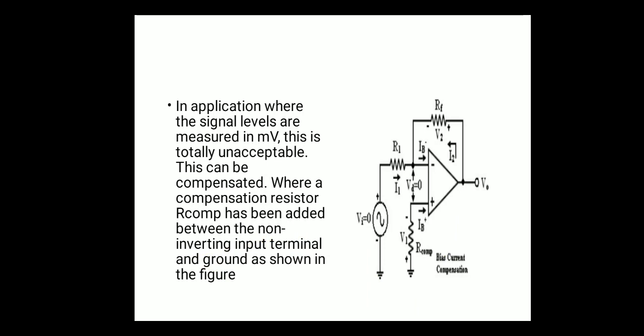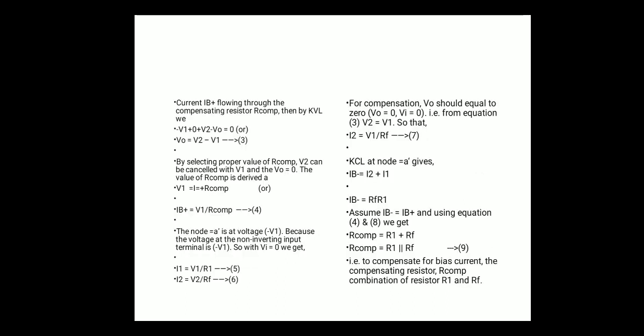In applications where the signal levels are in the millivolt range, this input bias current would produce an output voltage of about 500 millivolt. This is unacceptable. For this we use a compensating resistor, R compensation. So let us design this R compensation.